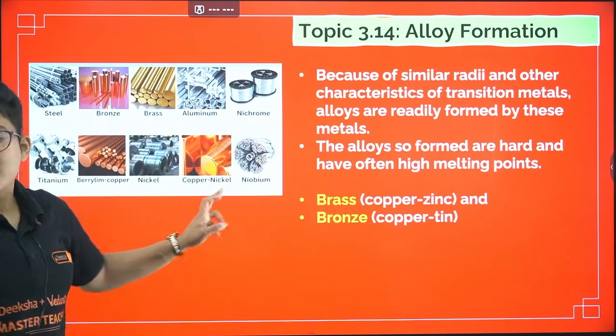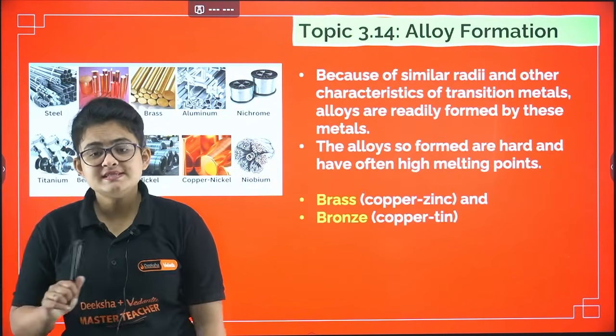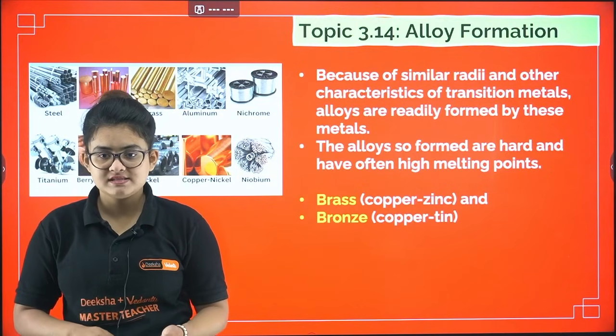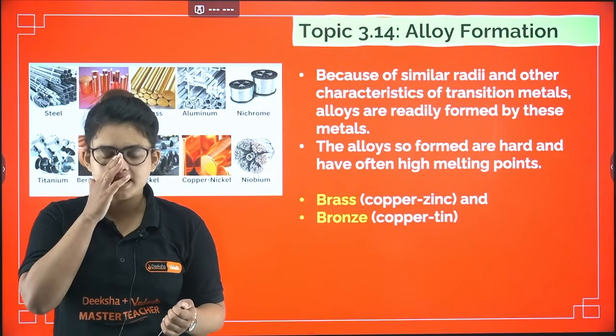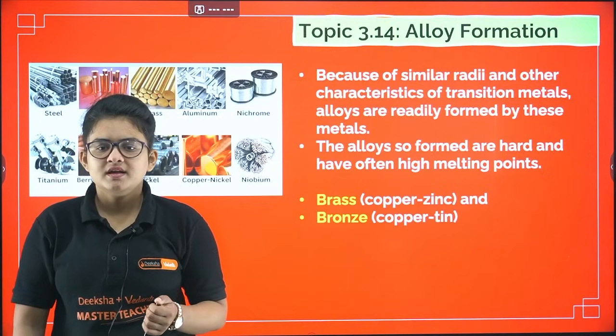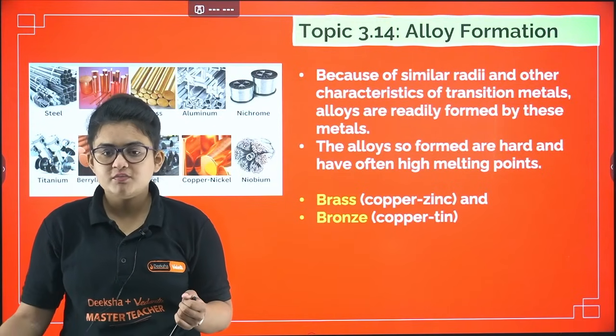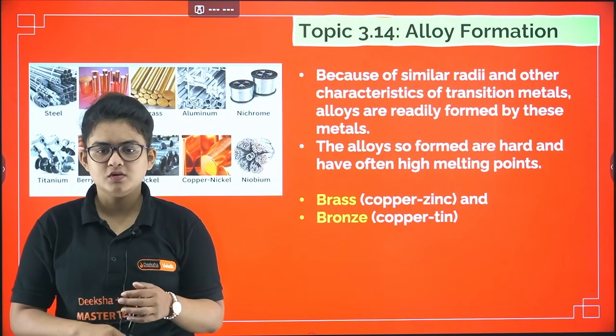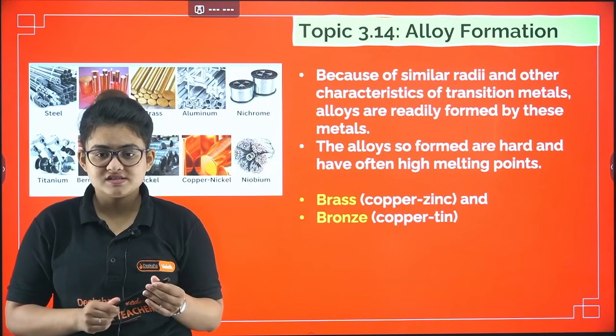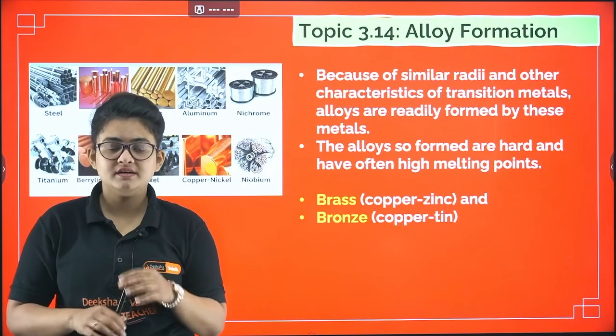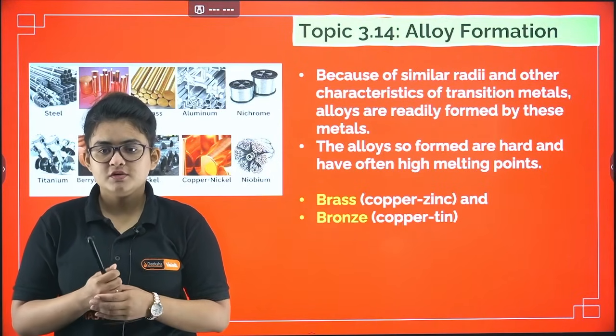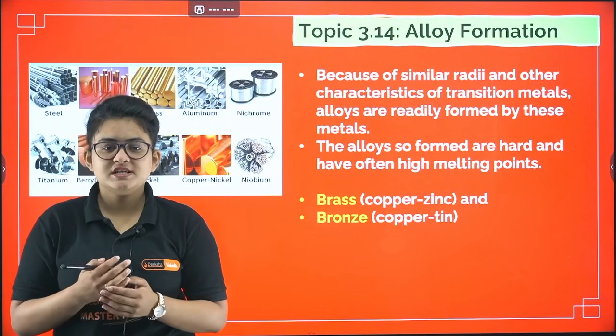Alloy formation, why? Because of similar ionic radius, and some other characteristics as well. We can take the example of brass, right? Copper and zinc have quite similar characteristics, and their atomic and ionic radii are also very close to each other. So the alloy, actually what are the benefits?